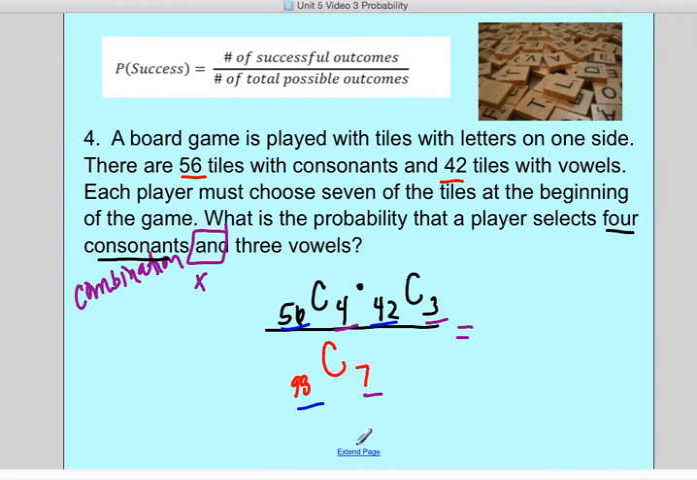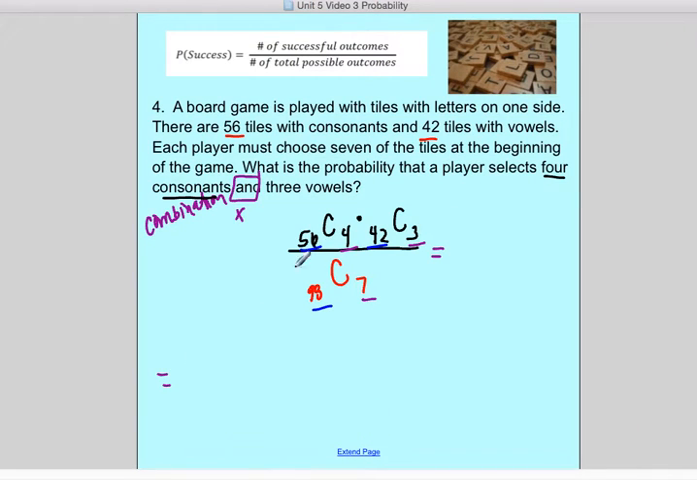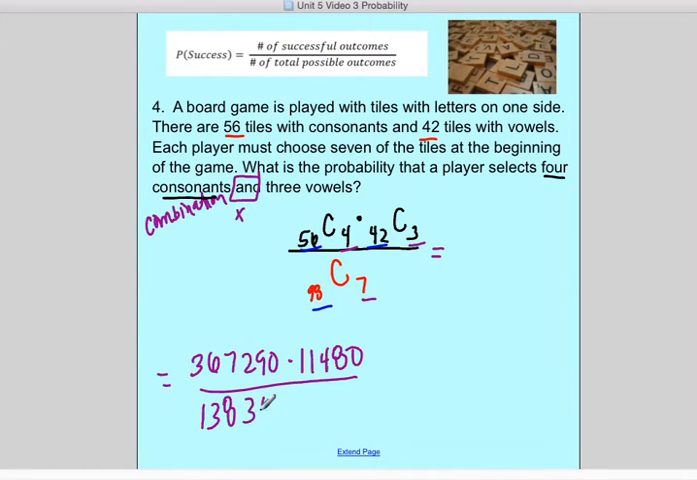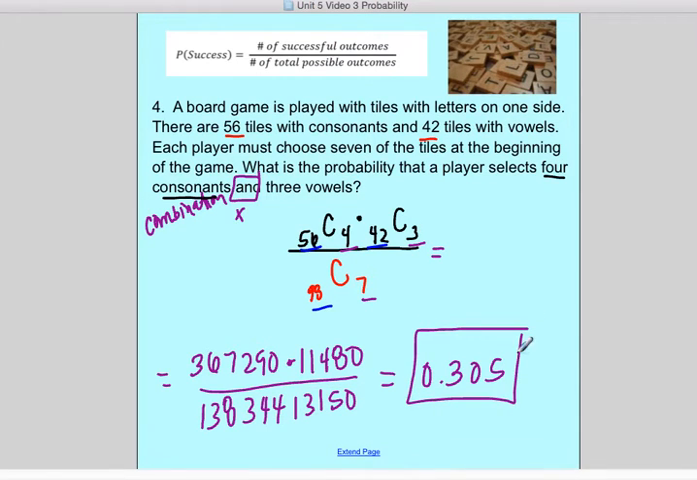So when I calculate this out, I'm going to write it down here, we get 56C4 is 367,290 times 11,480 all over 98C7. It's a really big number. 13834413150. I did not get the reduced fraction for this. I just wrote down the decimal, which is 0.305. But if you want to give me the fraction, give the reduced fraction.